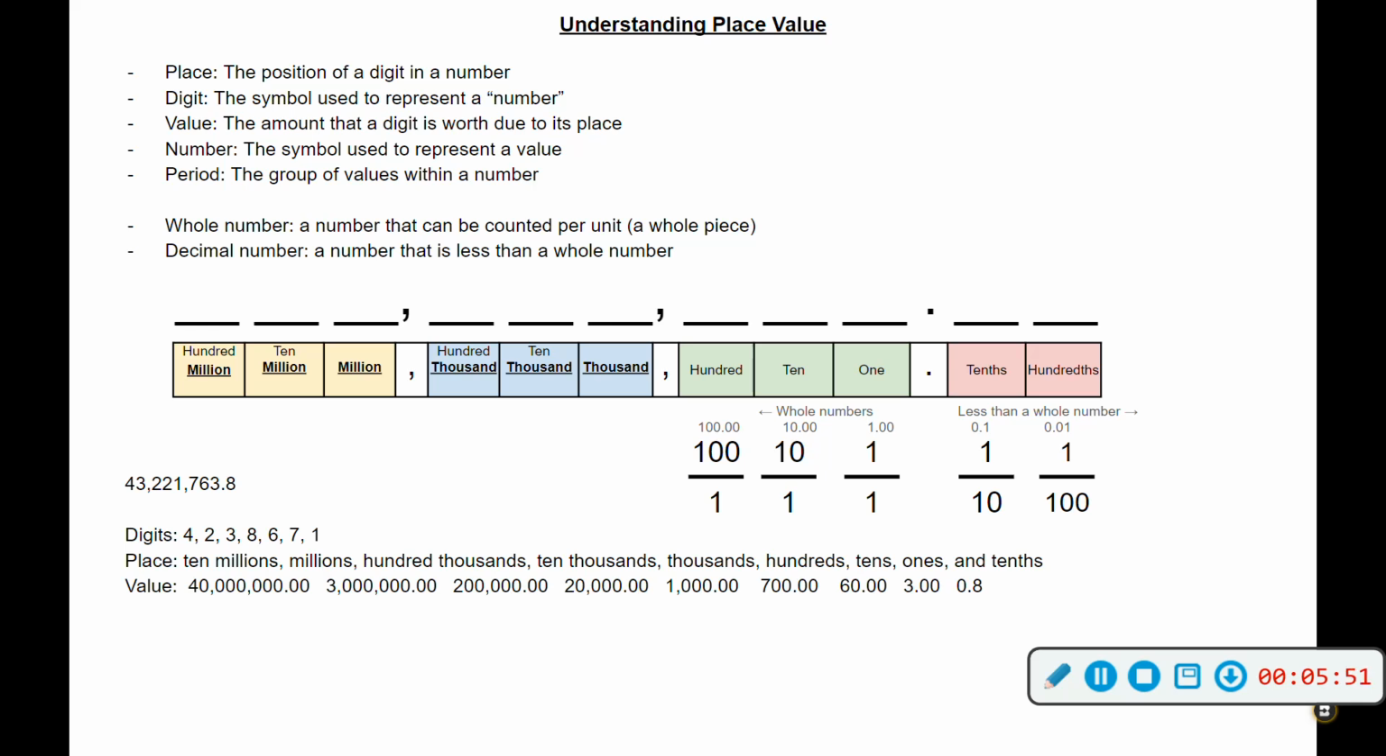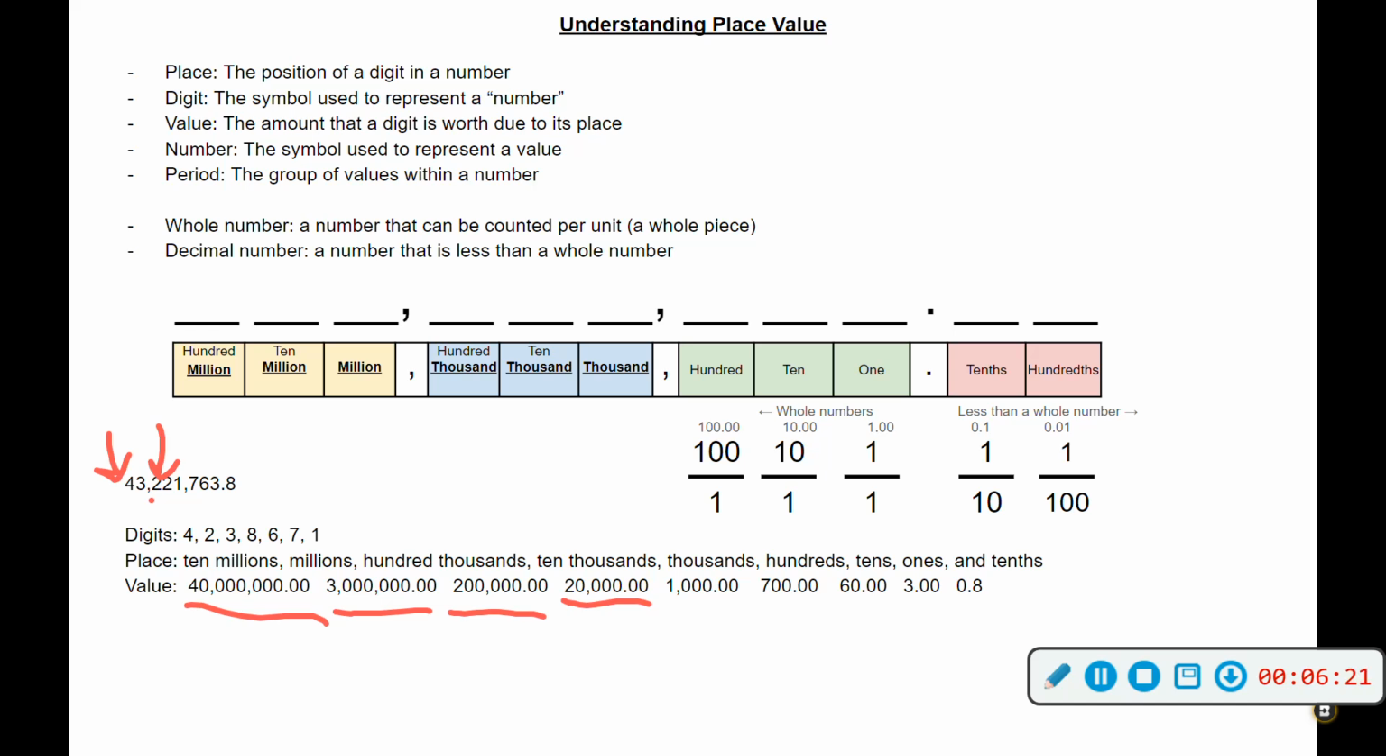I can look at the value each one is worth. So the 10 millions place would be a value of 40 million, as I see right here. I then have a 3 in the millions place, which means that digit holds a value of 3 million. The 2 is in the 100,000s, therefore it holds a value of 200,000. And then I have a 20,000 because that 2 is also in the 10,000s place, so that digit, although the same as the previous, holds a different value.